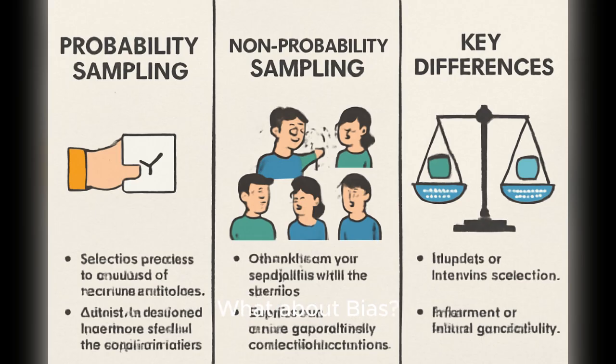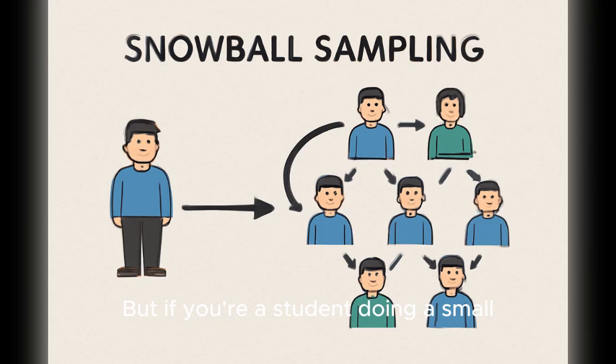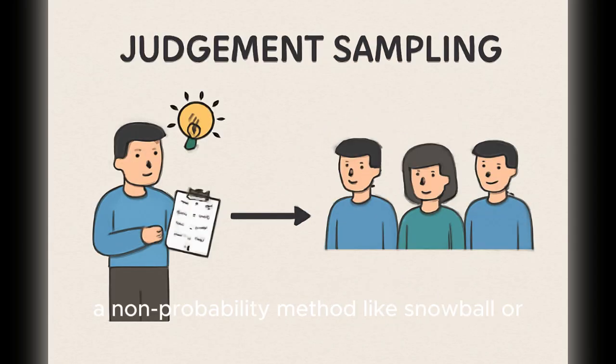What about bias? Probability sampling is designed to minimize bias, whereas non-probability sampling has a much higher risk. And finally, for cost and complexity, probability methods are often more complex and expensive, while non-probability methods are generally simpler and cheaper. So if you're conducting a large-scale national survey to inform government policy, you absolutely need to use a probability sampling method. But if you're a student doing a small exploratory project to understand a niche subculture for a class paper, a non-probability method like snowball or purposive sampling would be a perfect fit.